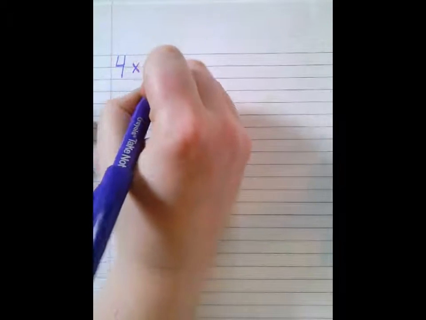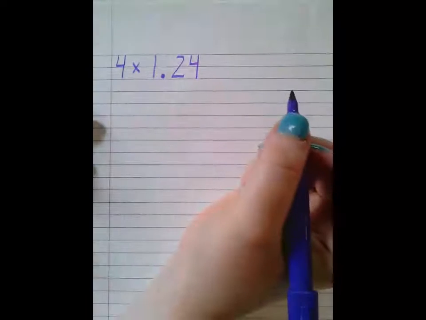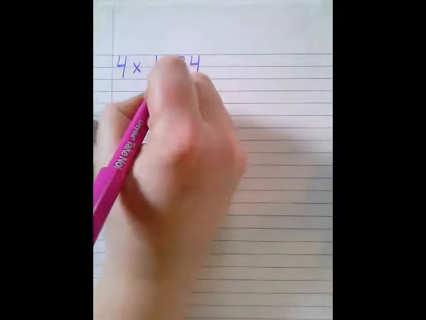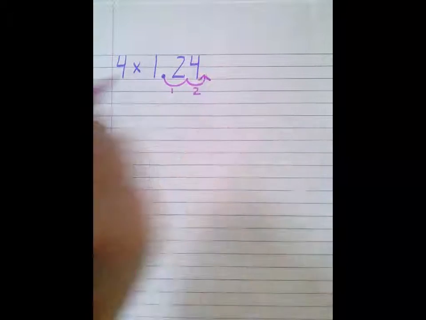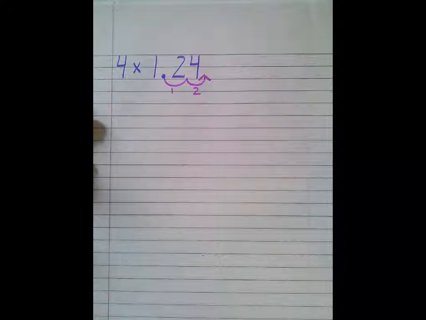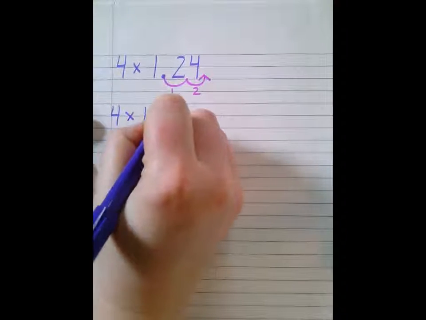Now, let's do one more problem together before you try some problems on your own. So now I'm going to do the number 4 times 1 24 hundredths. Now this one's going to be different because we actually have to move our decimal point over 2 spaces to make it a whole number. So our problem turns into 4 times 124.